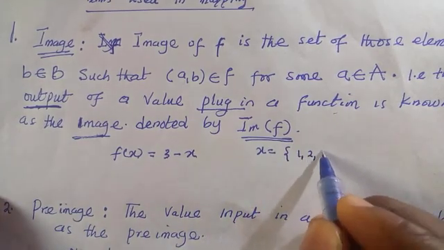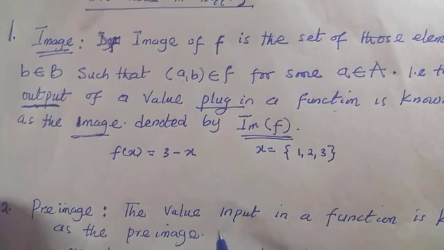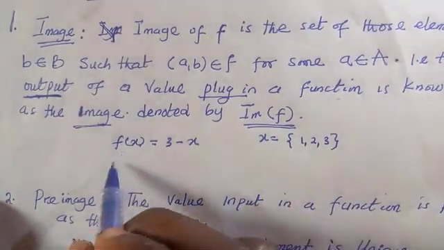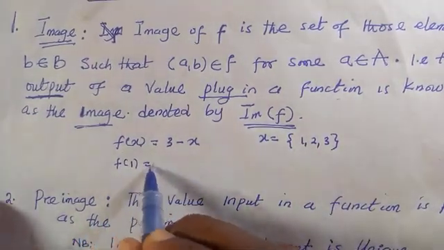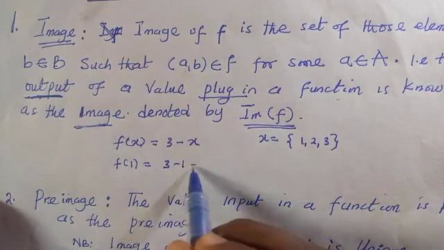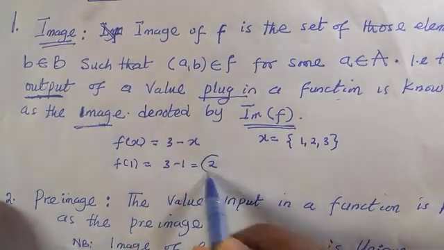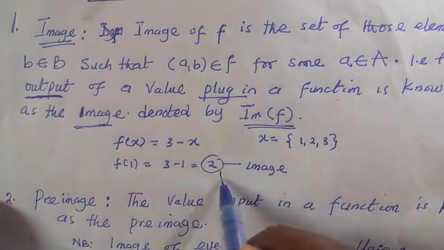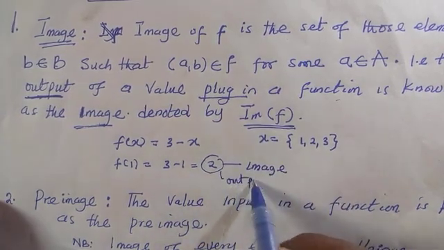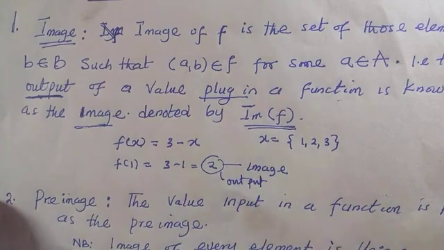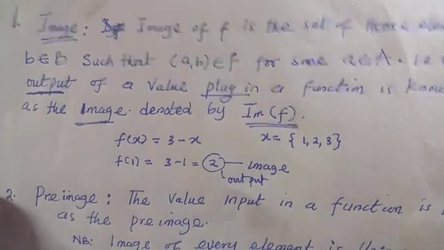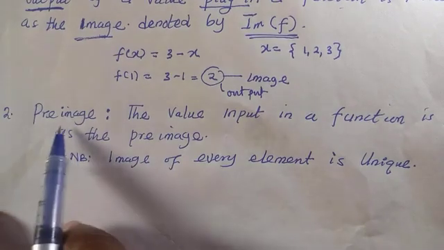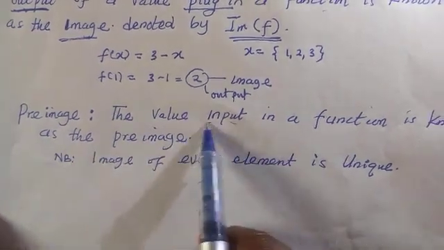Suppose you have f of x equals 3 minus x, where x equals 1, 2, 3. Now if you plug in 1 in this formula, we are going to have 3 minus 1, which is equal to 2. This 2 is the output of the 1 that we plug in using 3 minus x as the formula. So 2 is now the image, that is the output of what we plug in, which is 1. We plug in 1 and we get 2. 2 is now the image of 1.